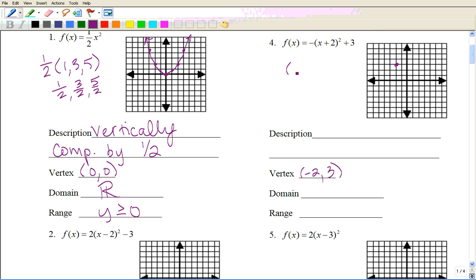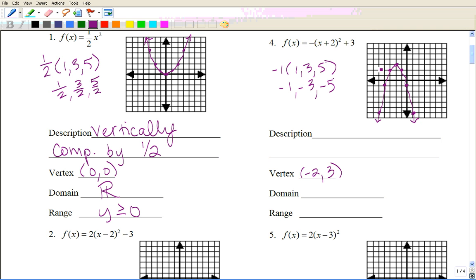The 1, 3, 5, we multiply it by whatever's all the way in the front. So we multiply it by negative 1. So now we'll have negative 1, negative 3, and negative 5. So when we go out 1 on each side, we'll go down 1. From those points, we'll go out 1 again, and we'll go down 1, 2, 3. And then out 1, go down 5. Then draw in my lines for the sides of my parabola. That was kind of shaky.